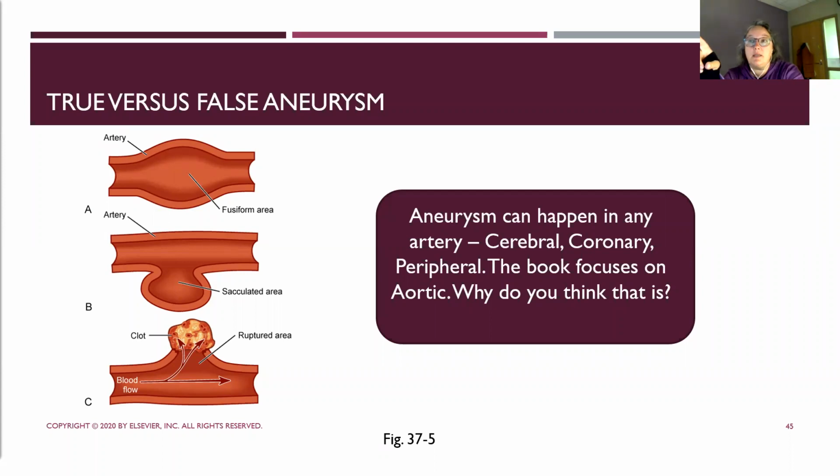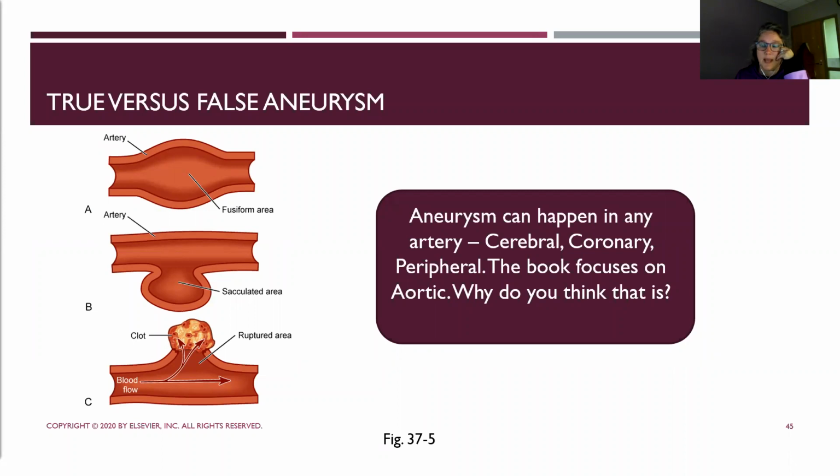When you were looking at the slides here, an aneurysm can happen in any artery, and you can have it a few different ways. Those false lumens tend to happen either in A or in B. C is actually a clot or a ruptured false aneurysm, sometimes called a pseudoaneurysm.